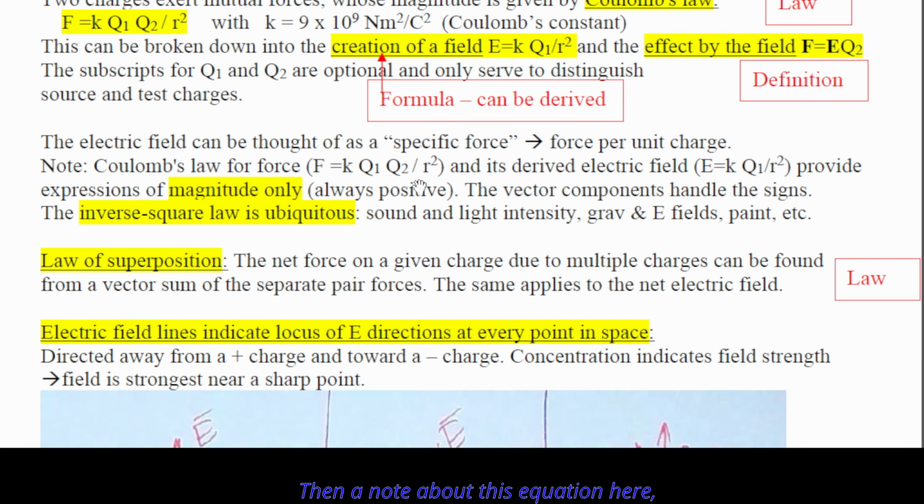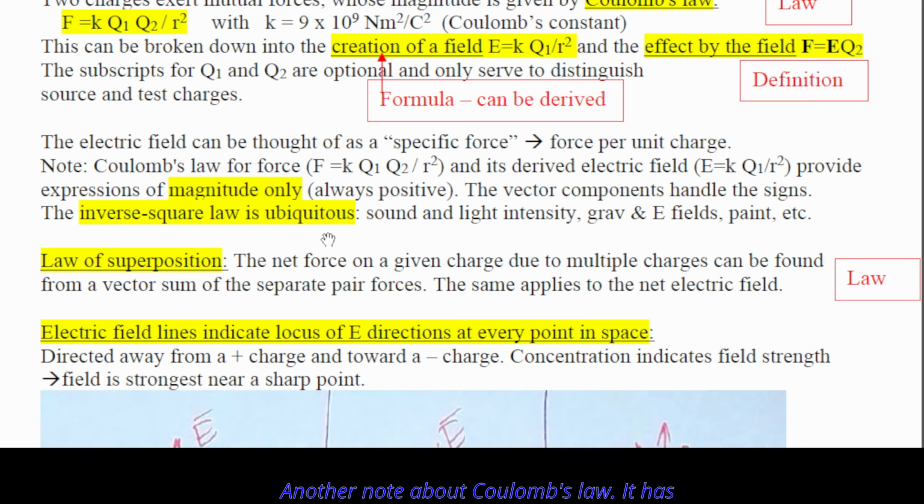Then a note about this equation here, Coulomb's law. This expression, the force K Q1 Q2 over R squared, gives you just the magnitude only. The thing that comes out of here is always positive. The directions are determined separately. The line of the force is along the line that joins the two charges together. And then the force is repulsive if the signs are the same, and attractive if the signs are opposite.